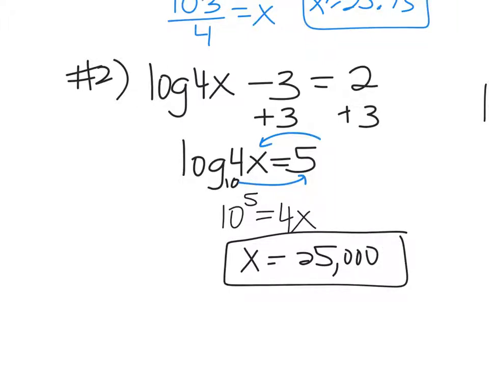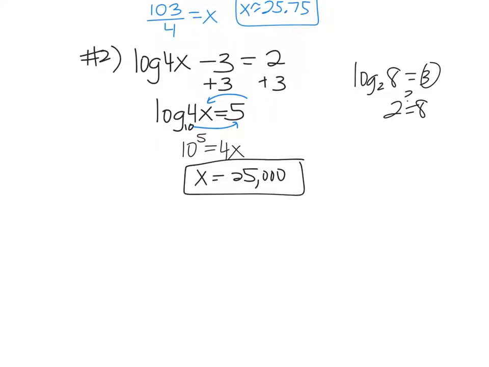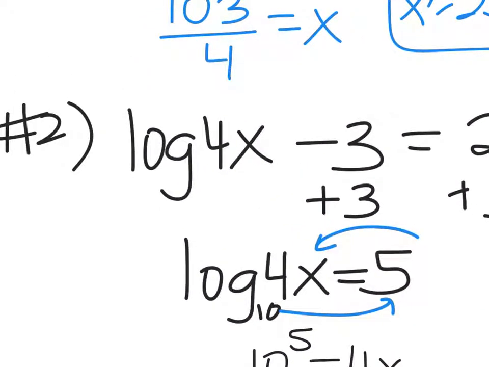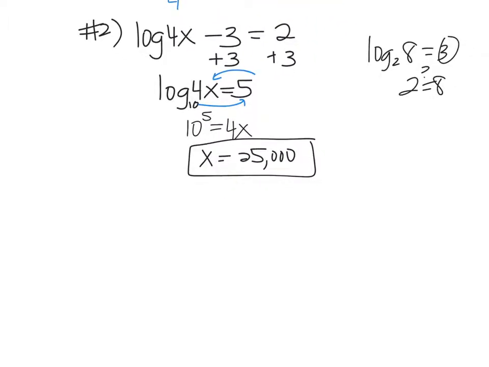Nice. Yes? Well, you always put 10 as the base. 10 is the base, yeah. If there's no base, see it has no base, 10 is automatically it. Oh, okay. Yeah, it's called a common log. So common, so basic. Number 3.